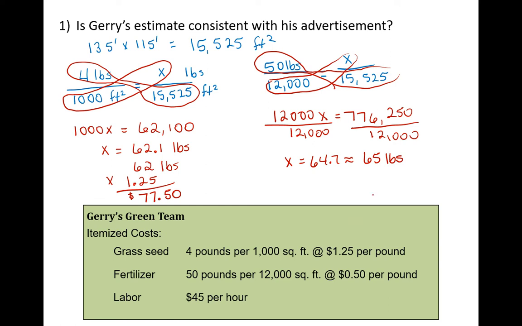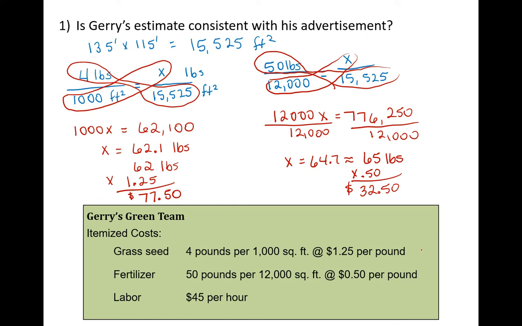And it only costs 50 cents a pound, so that's not going to be too bad. Times 50 cents, that's going to add another $32.50. So far materials don't look too bad. $77.50 plus $32.50. The materials are $110.